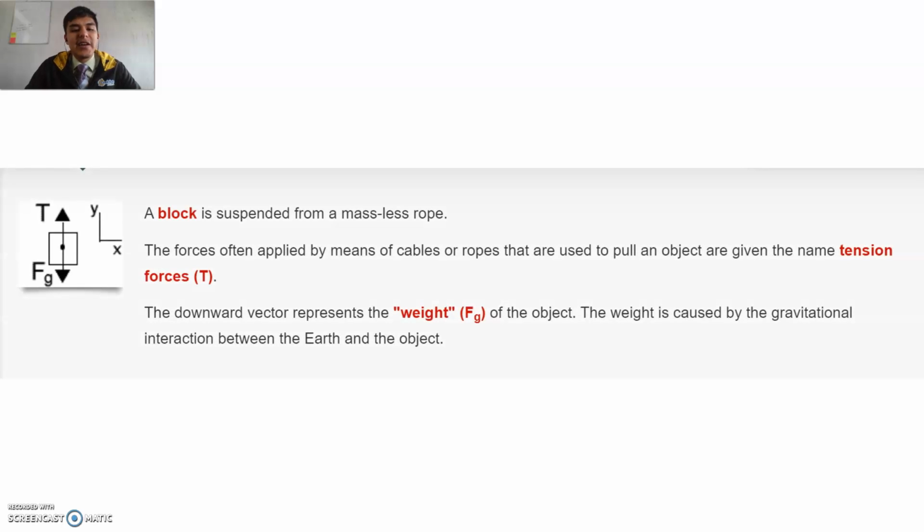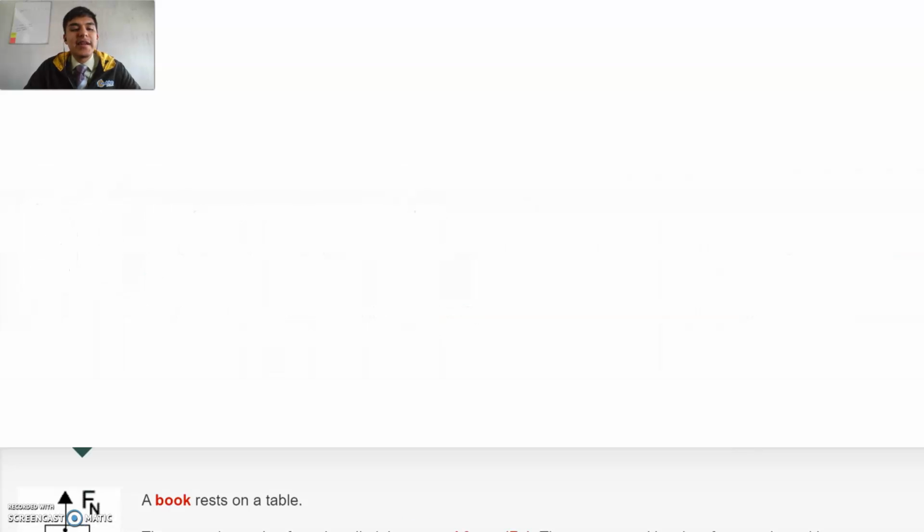All right, so we have this diagram, and basically it is an object that is suspended by a rope that is attached to the object. So what forces are we going to find right here? We're going to find the tension, which is basically the force that is in the rope that is attached to the object. And of course, we have weight. So the tension is going to be signalized as a force that is going upwards, and the weight as a force that is going downwards.